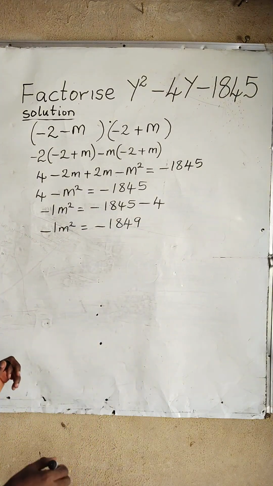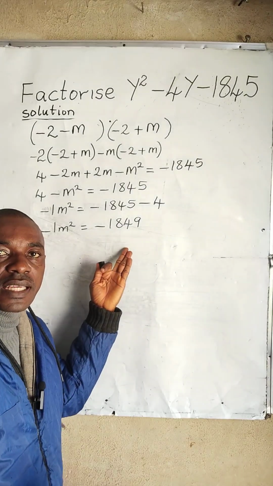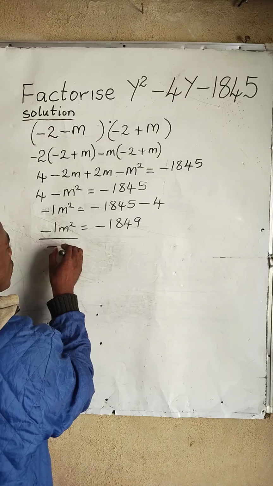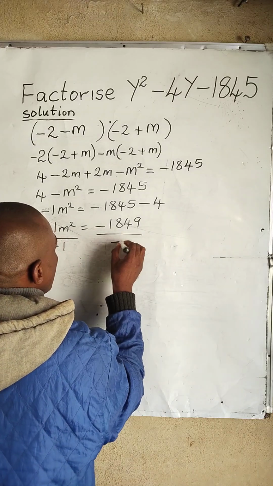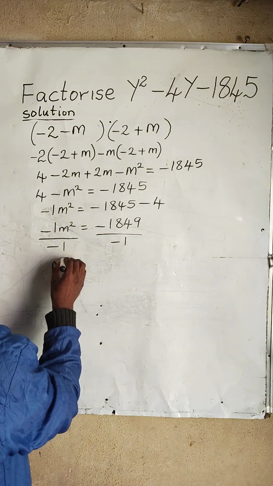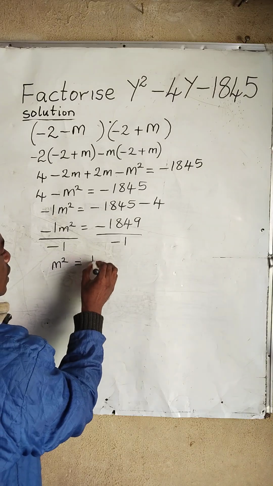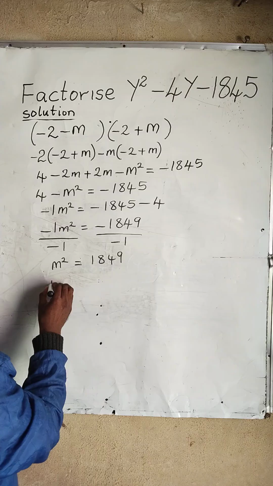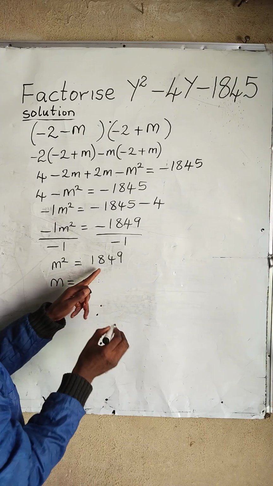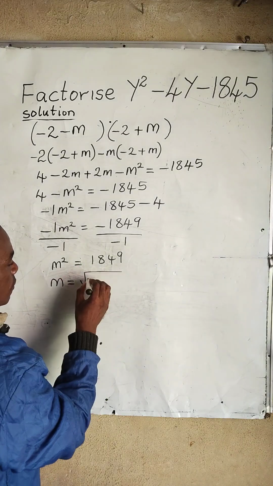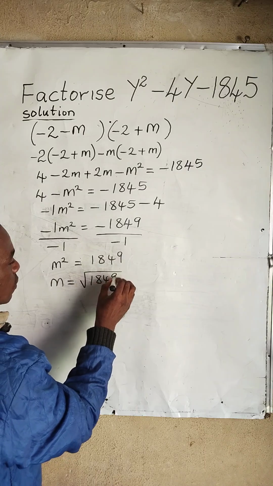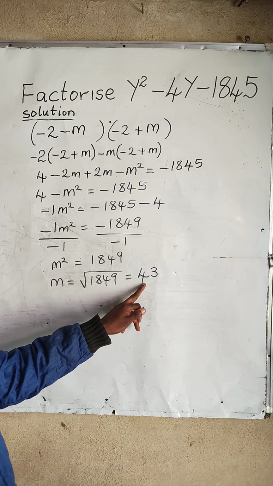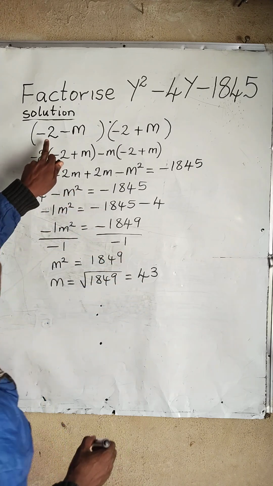which is minus 1m squared is equal to minus 1849. So the next thing that I will do now is divide both sides by this coefficient of m squared, which is minus 1. So when I divide it, we will have m squared as 1849. For us to obtain the value of m, I will now find the square root of this 1849, which is 43.